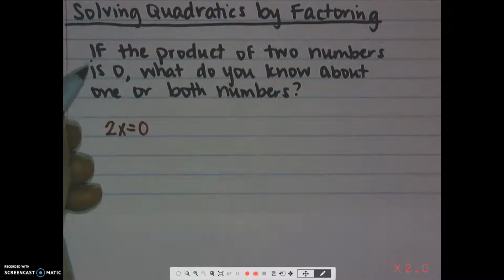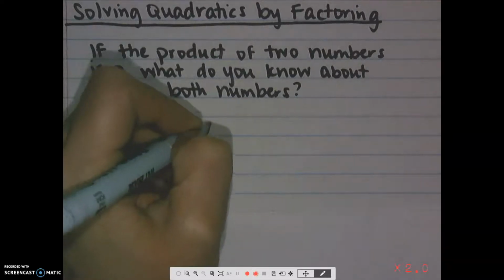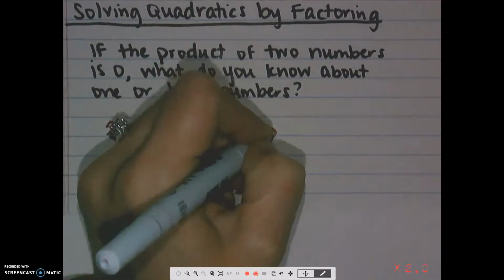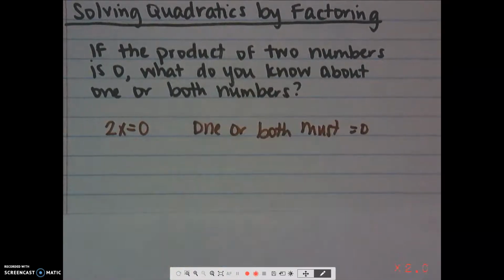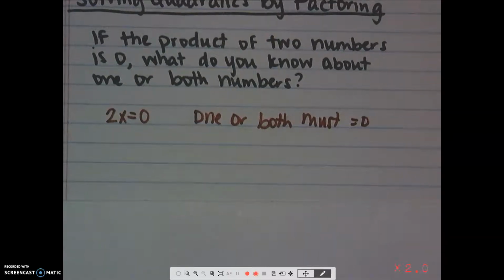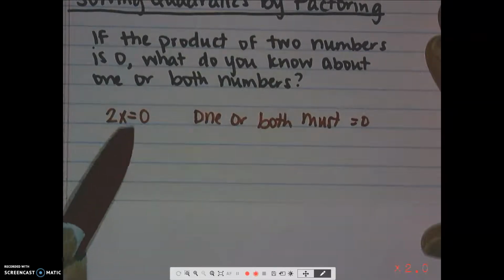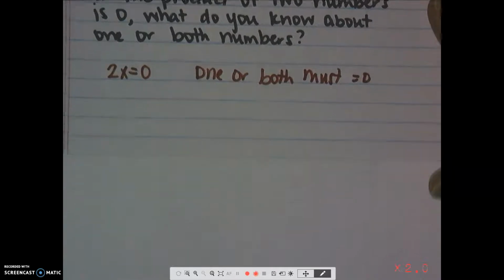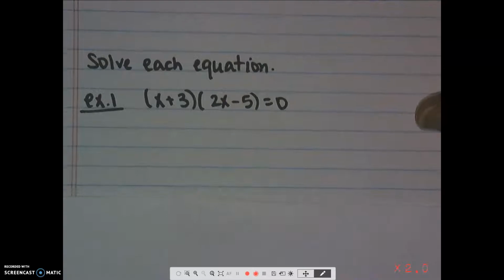So if we have two numbers where the product of them is 0, then we know one or both must equal 0. Okay, one or both of those numbers must equal 0. This is what we call the zero product property. Okay, you're taking the product of two numbers and then they equal 0. So one of them has to equal 0. All right, so let's look at solving some equations using the zero product property.